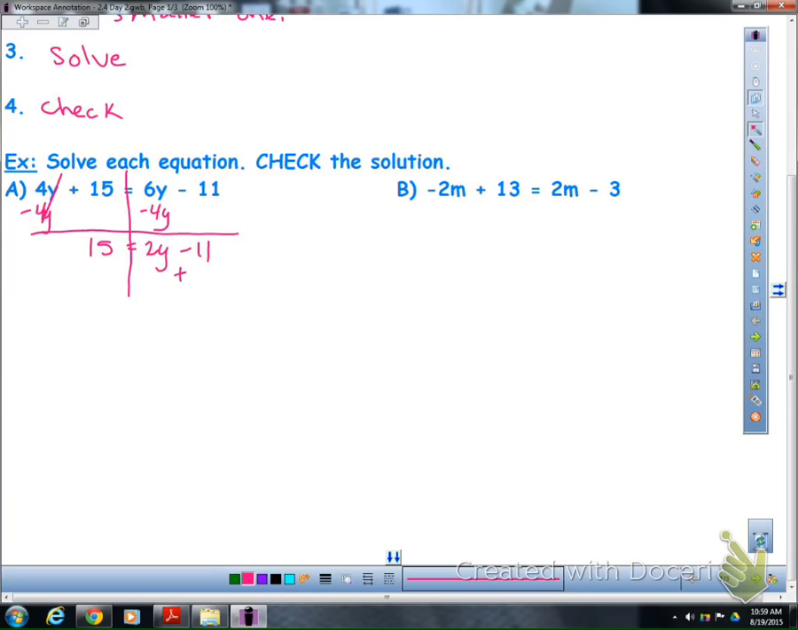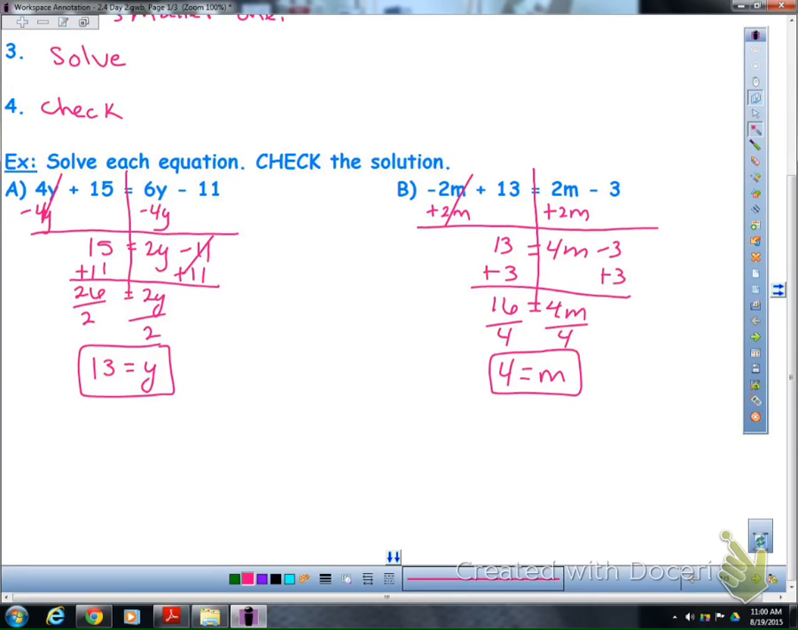Now we have a regular 2-step equation that we need to solve. We're going to do that by adding 11 to both sides, which gives us 26 equals 2y. The 11s are gone. Divide by 2, 13 equals y. So pause the video and take a minute to finish and check your answer. I also want you to pause it and do example B on your own.